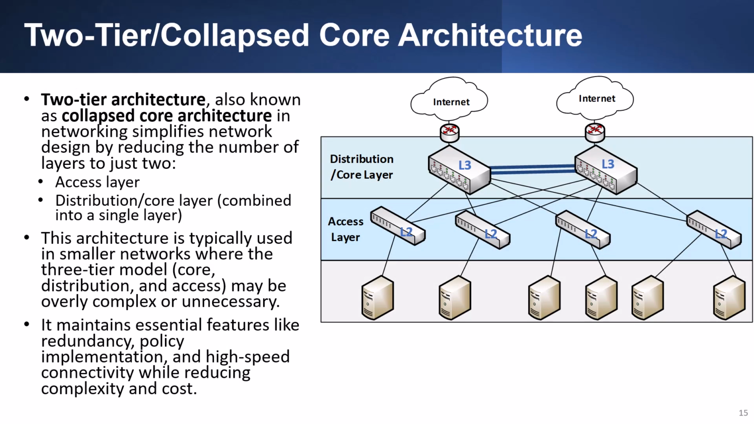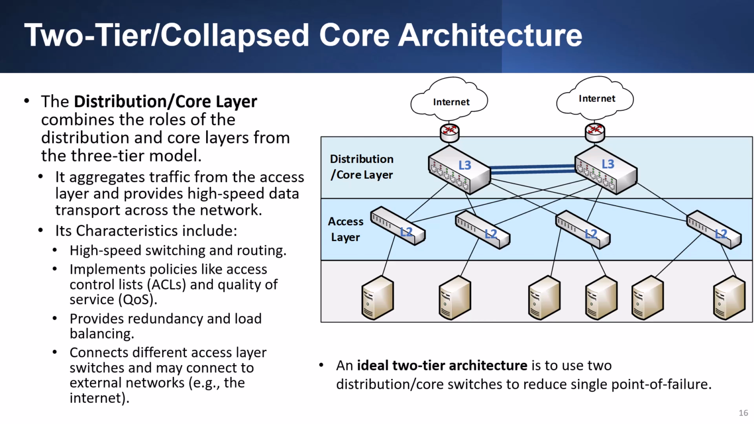2-tier architecture, also known as collapsed core architecture in networking, simplifies network design by reducing the number of layers to just 2: the access layer and the distribution/core layer, which is combined into a single layer. This architecture is typically used in smaller networks where the 3-tier model may be overly complex or unnecessary. It maintains essential features like redundancy, policy implementation, and high-speed connectivity while reducing complexity and cost.